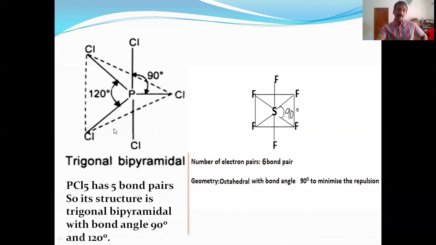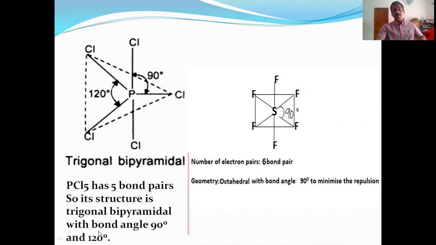So its geometry is trigonal bipyramidal geometry with the bond angle 120 and 90. Here this bond is above the plane and this bond is below the plane. We'll call it the axial bond because it is moving along the axis. This is the axial bond and these bonds are equatorial bonds. Three equatorial bonds and two axial bonds.